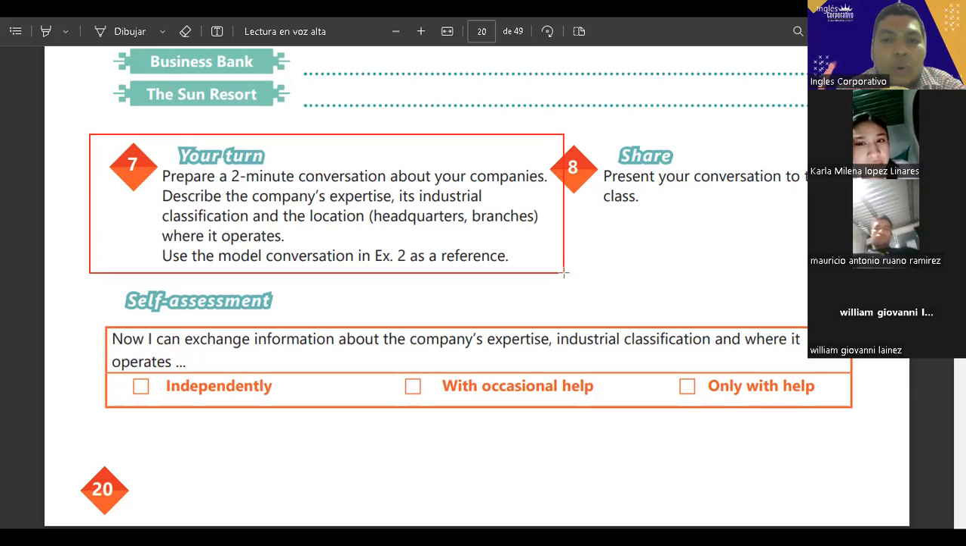So, las companies que mencionaron, for example, before, Super Selectos, all right? So, Super Selectos. ¿Qué ofrecen ellos? Todo me van a decir. All right? ¿Qué ofrece Super Selectos, people?